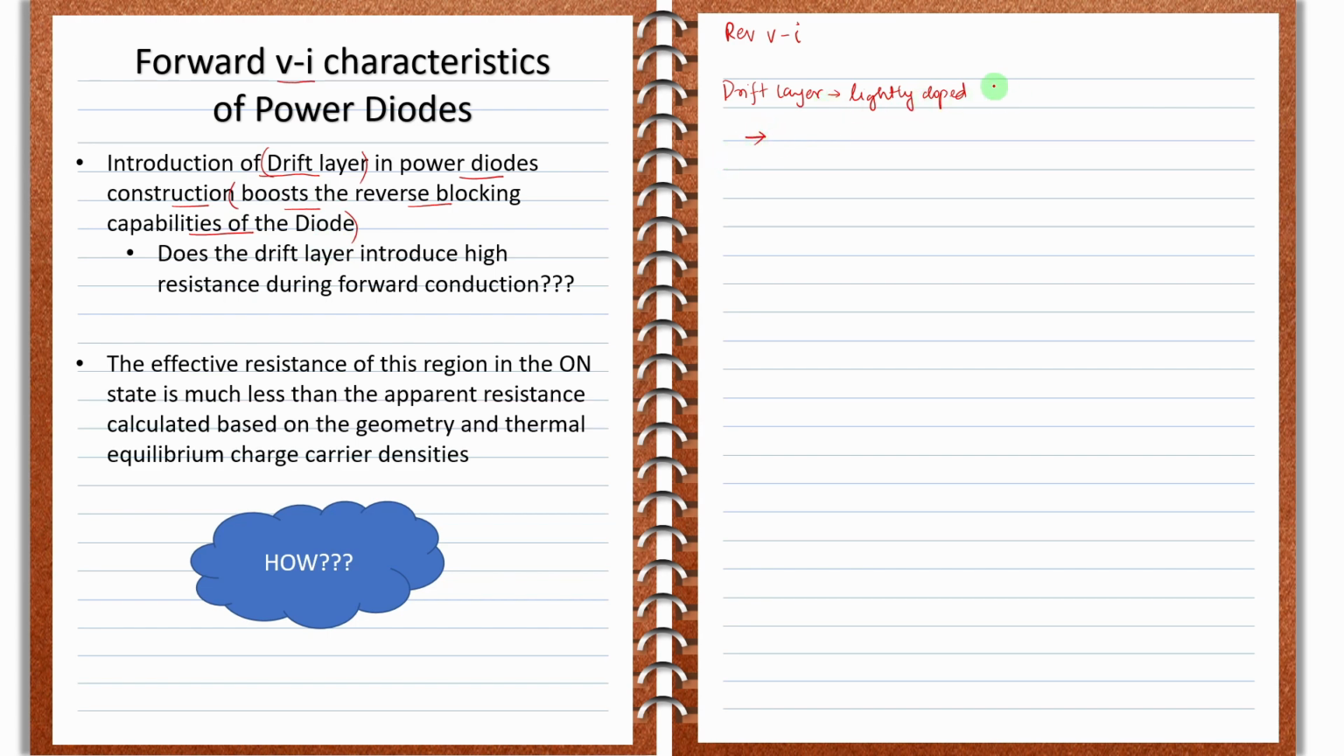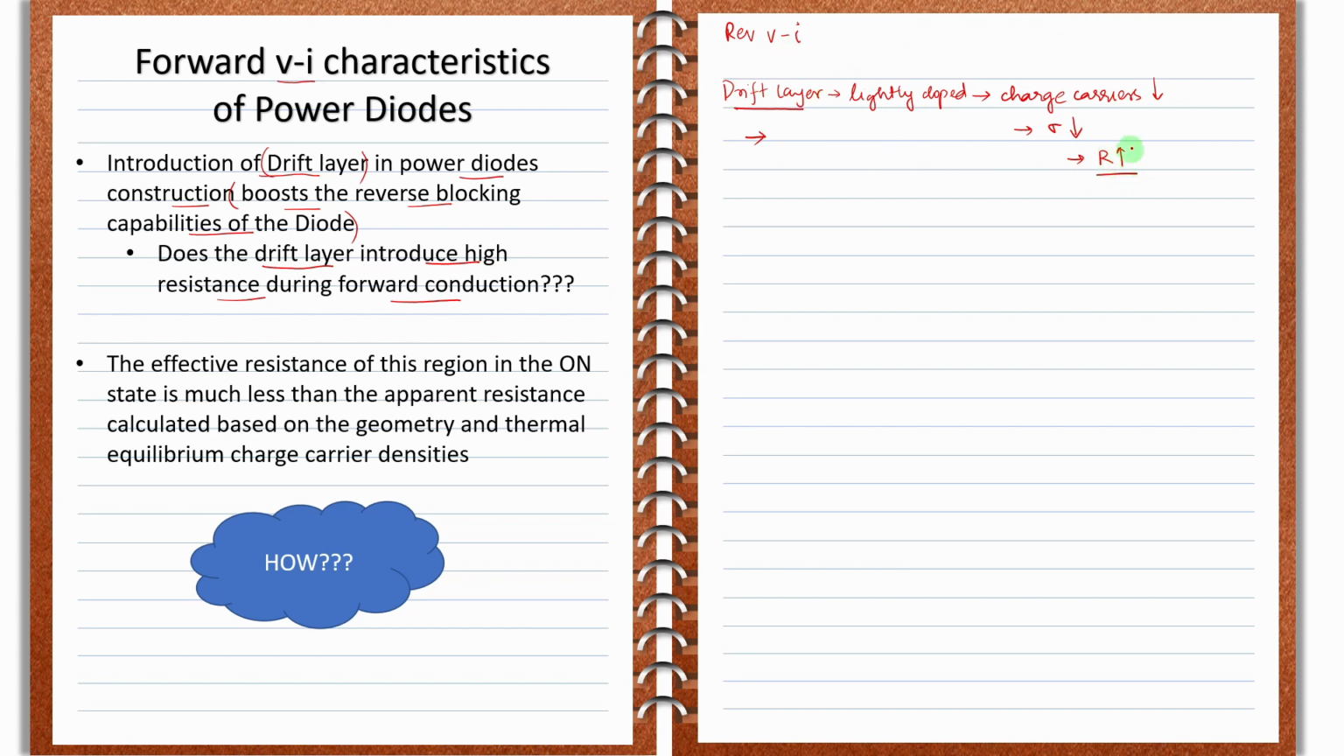Now, what is the meaning of lightly doped? Lightly doped means the charge carriers will be less, right? So naturally, when charge carriers are less, you know that the conductivity will be less. And when the conductivity is less, the natural consequence is that the resistance will be high. So the question that would come in everybody's mind is, does the introduction of the drift layer introduce high resistance during forward conduction?